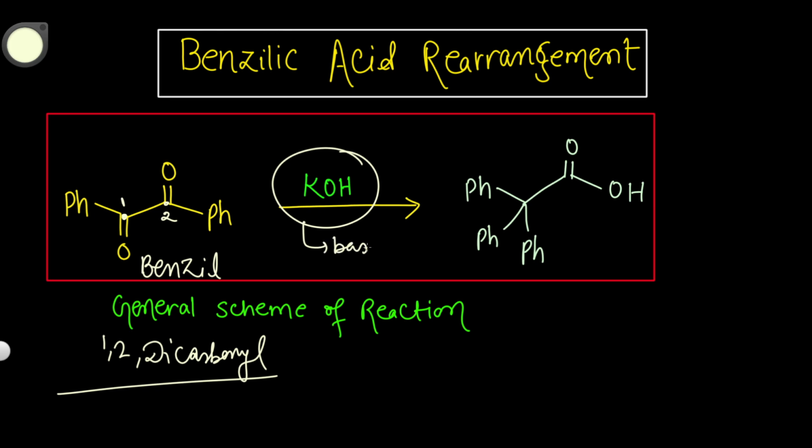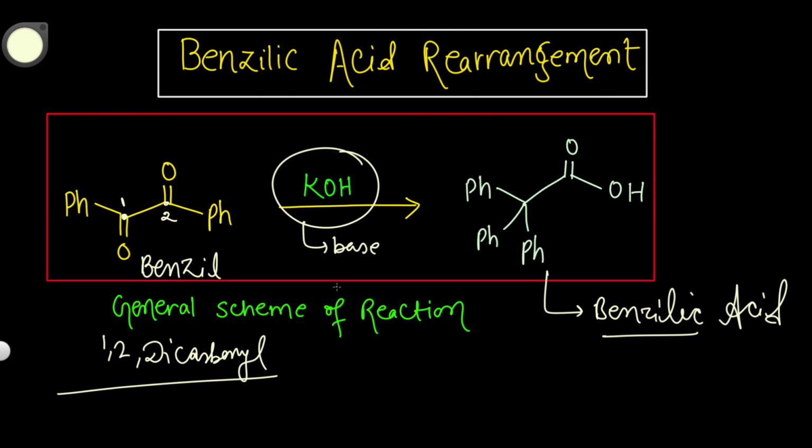This is the base KOH, but it works as a nucleophile in this reaction. I will tell you why, okay. And this is the product you will get after this mechanism, called benzilic acid. That is why the name of this reaction is benzilic acid rearrangement. It means the formation of benzilic acid by way of rearrangement. How it occurs, how it happens, I will tell you in the next few minutes. This is just a summary, an overview of the reaction.